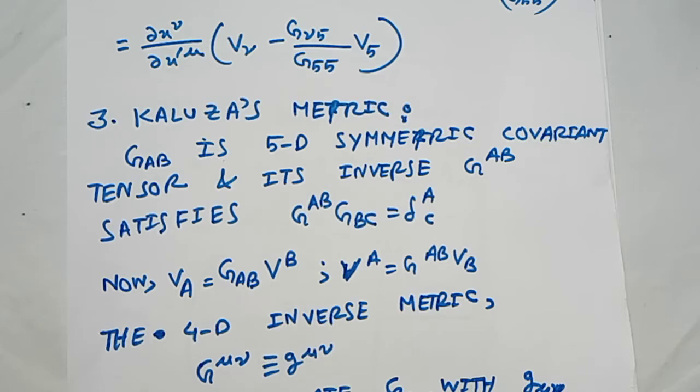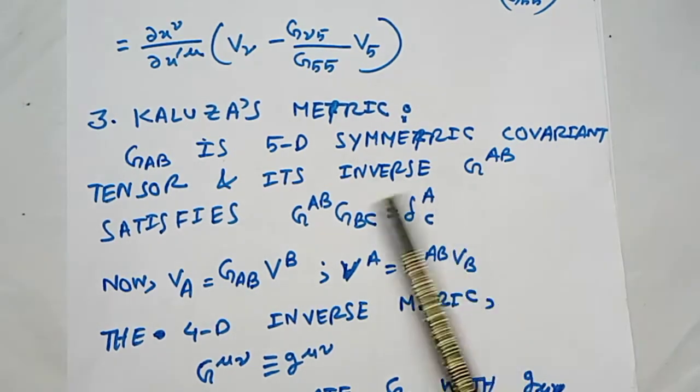For the 5-dimensional metric, GAB is the 5-dimensional symmetric covariant tensor, and its inverse is G upper AB, which has the upper indices. Now this satisfies the relation G^AB G_BC equal to delta A C, which is the 5 component of the Kronecker delta function.